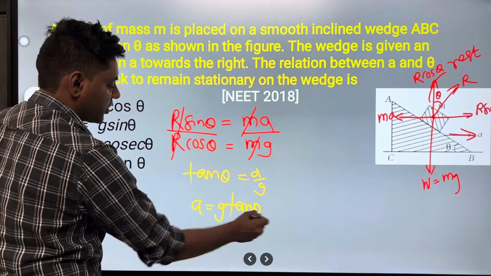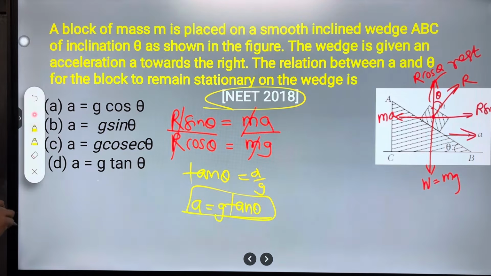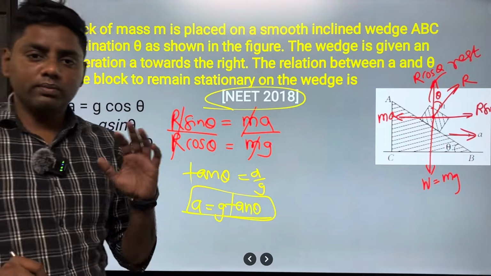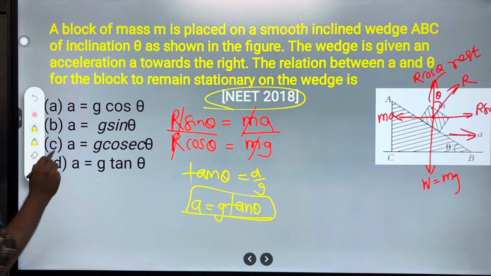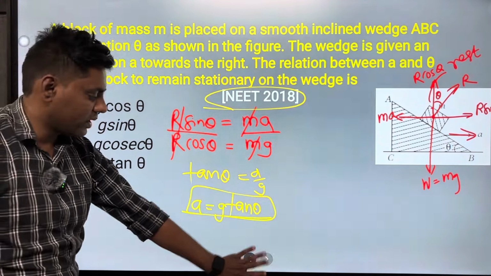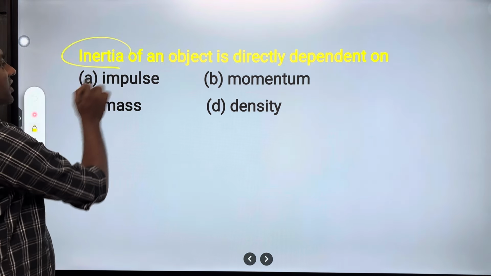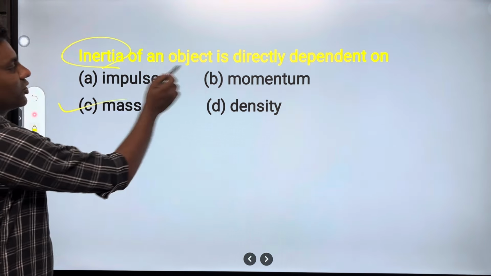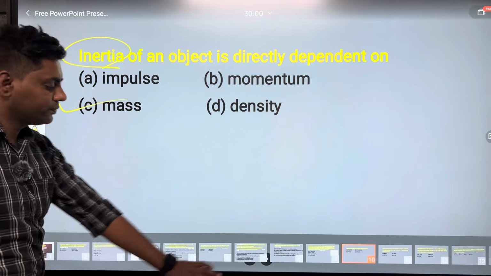So a very simple question. They already asked it in NEET 2018, so definitely there is a major possibility of such a question being asked in MHT CET 2024. Option number D is the correct answer of the given example. Next, a very simple question. Inertia, as we know, is related to the mass. Inertia of an object directly depends on the mass. Option number C. Next.